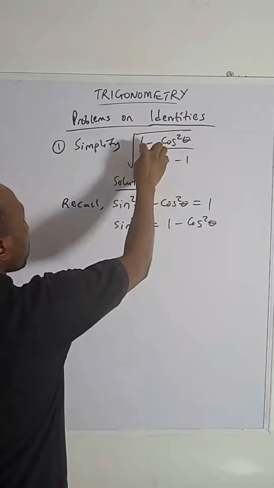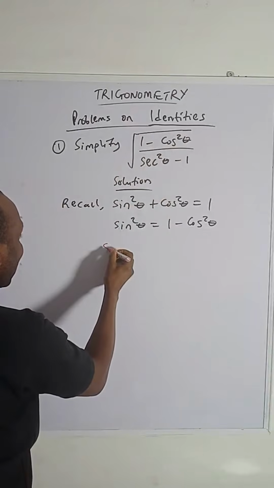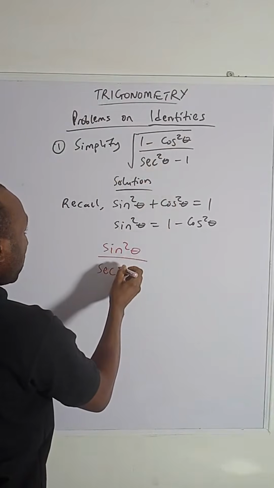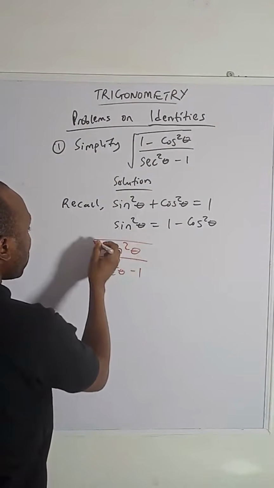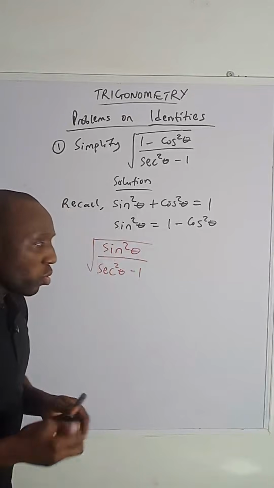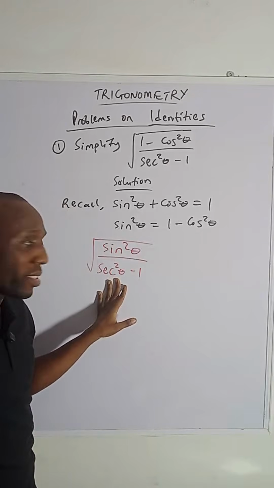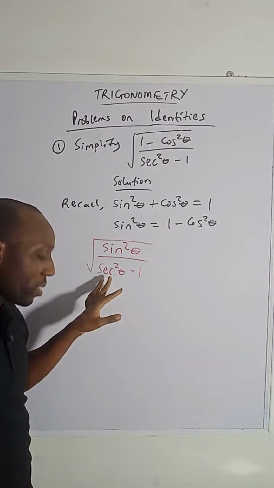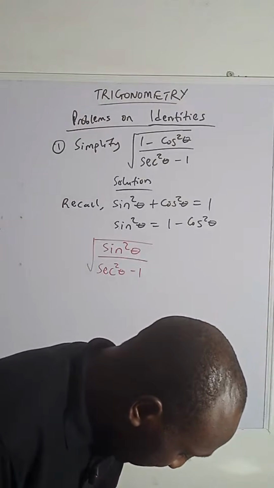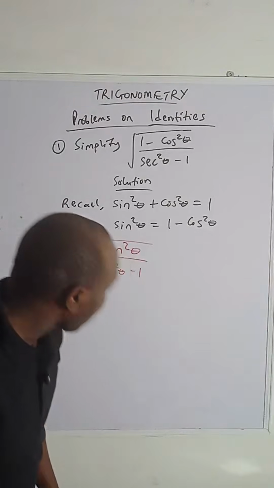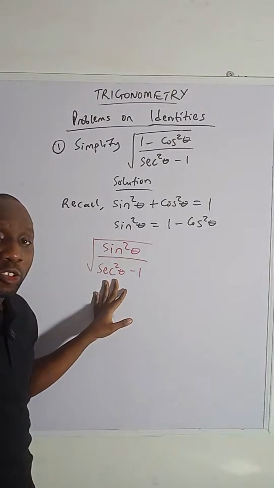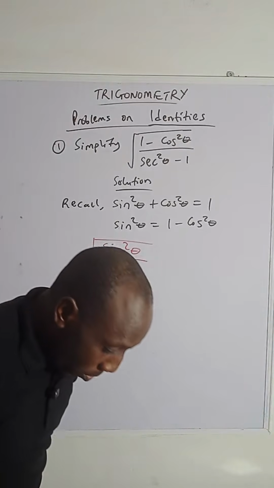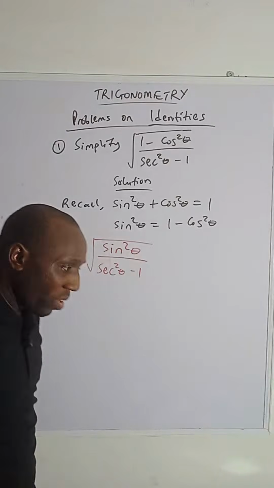So I will no longer write 1 minus cos square theta. I'll write sine square theta, all divided by sec square theta minus 1, under the square root. By the way, who still remembers this? Sec square theta minus 1. What is that trig identity that has to do with sec square theta? Who knows that? Can somebody tell me?